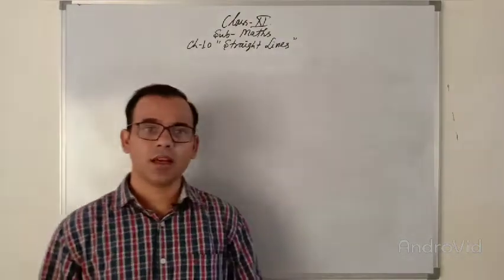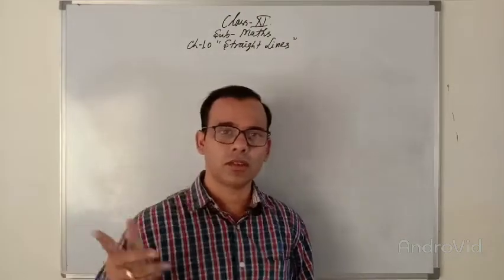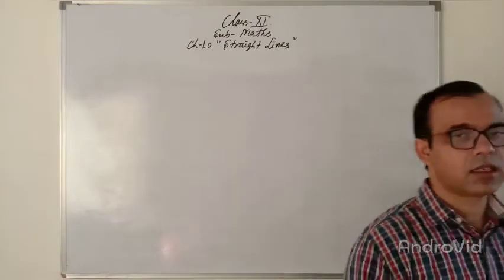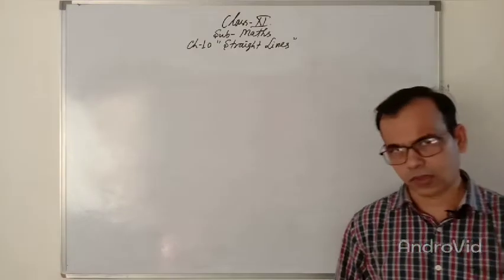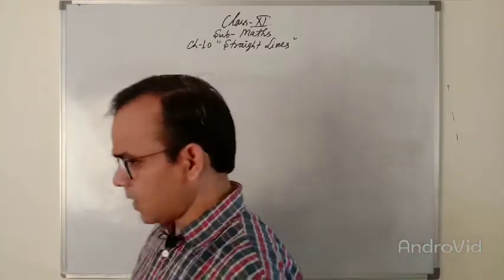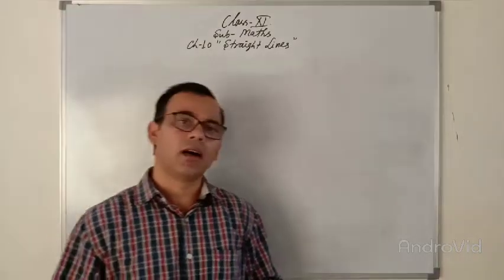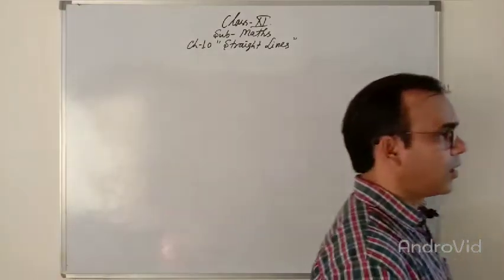So what was the formula? Distance d equal to root of (x1 minus x2) whole square plus (y1 minus y2) whole square. The second thing we learnt, the section formula.